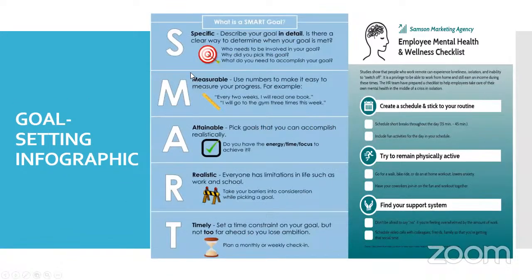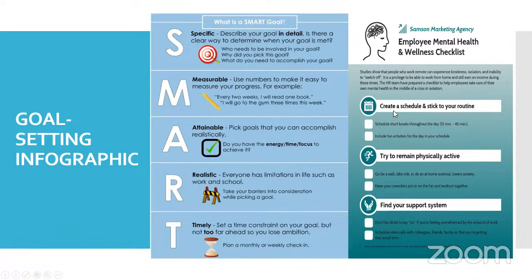So next is goal setting infographics. I told you that in goal setting we use a SMART goal. SMART goals means S specific, M measurable, A attainable, R realistic, and T timely. And this is one of the infographics for goal setting, where we are making goals for employee mental health and wellness.